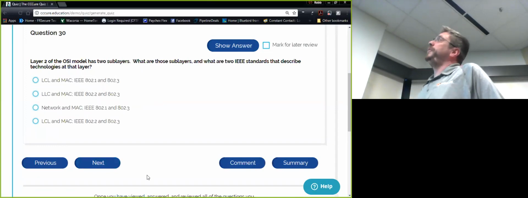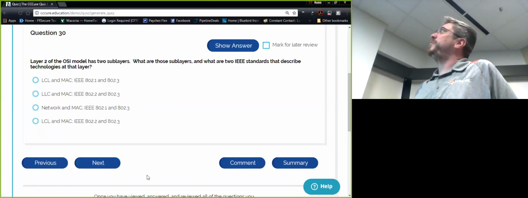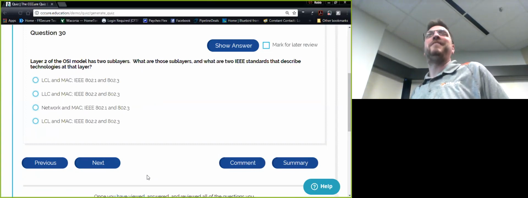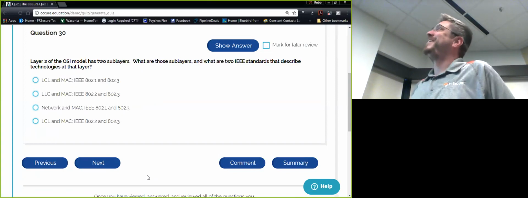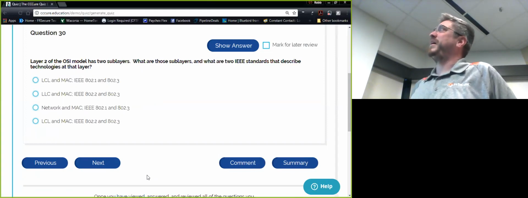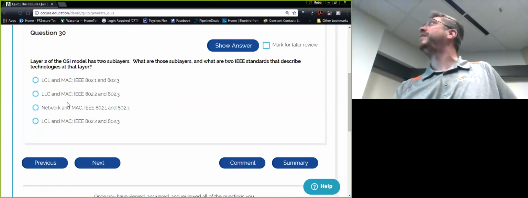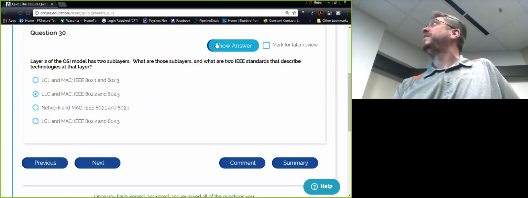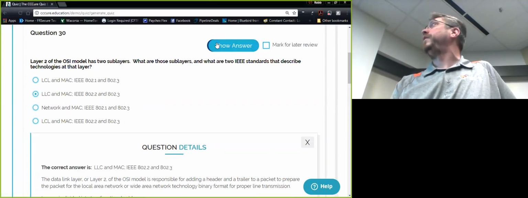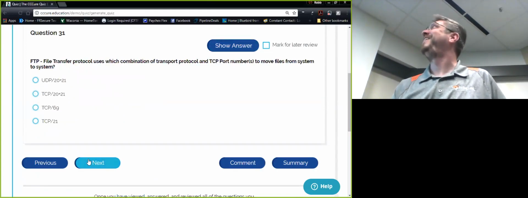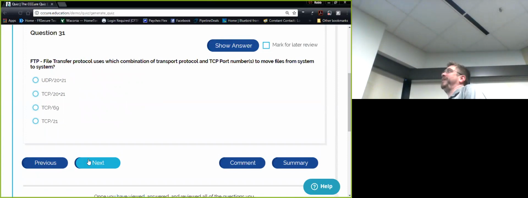Oh man, layer 2 of the OSI model has 2 sublayers. What are those sublayers, and what are 2 IEEE standards that describe technology to that layer? You guys remember this? I know I haven't talked about it. Come on. MAC and then 802.2. All right. Hey, look at that, they listened. Or we got lucky on the guess. Either way, we got it right.